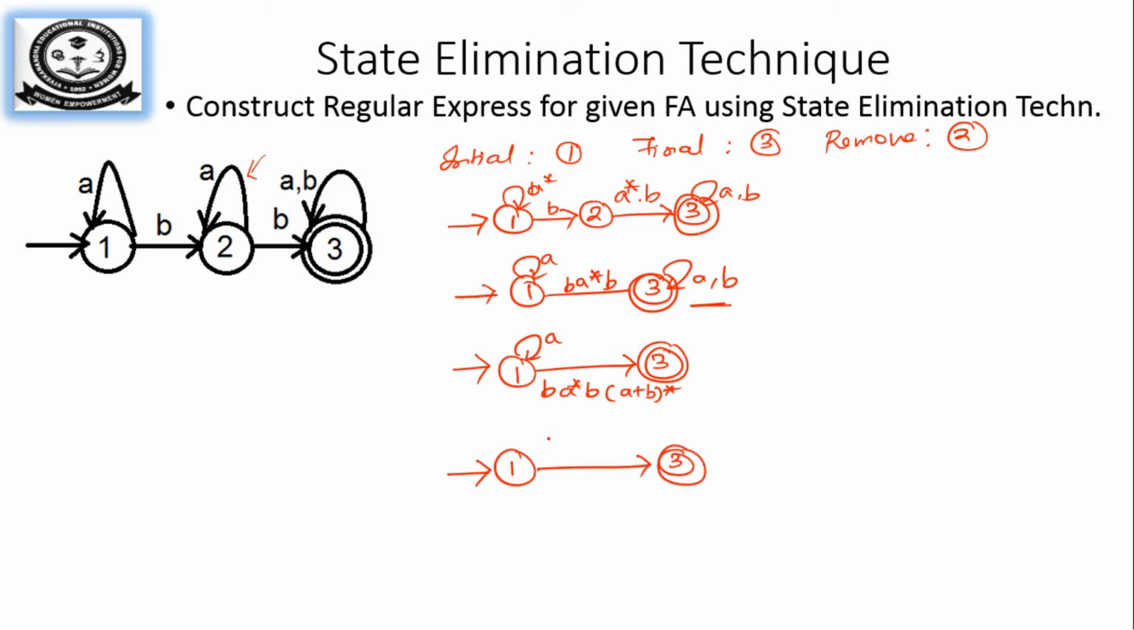So which will be A star. This is the A star for the self transition of 1. Then the remaining terms A star B, A plus B, star. So therefore the regular expression for the diagram is A star B, A star B, A plus B star. So this is your final regular expression.